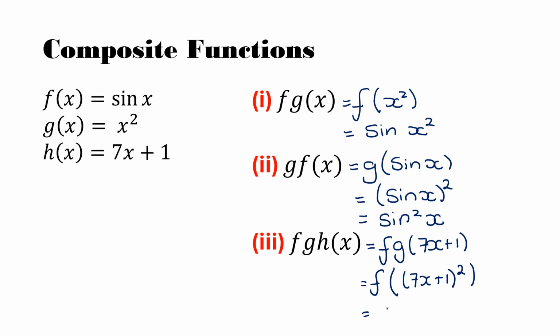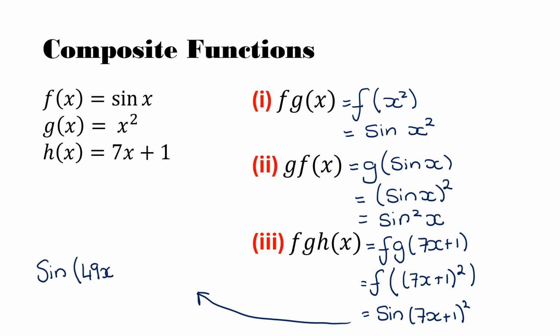And then we plug that into f, so we get sine of 7x plus 1, all squared. And if you want to do a bit more with that, you can absolutely square that out. Really all we want to do here is get to grips with our composite functions. So that's our answer for part 3, if you want to expand that bracket squared.